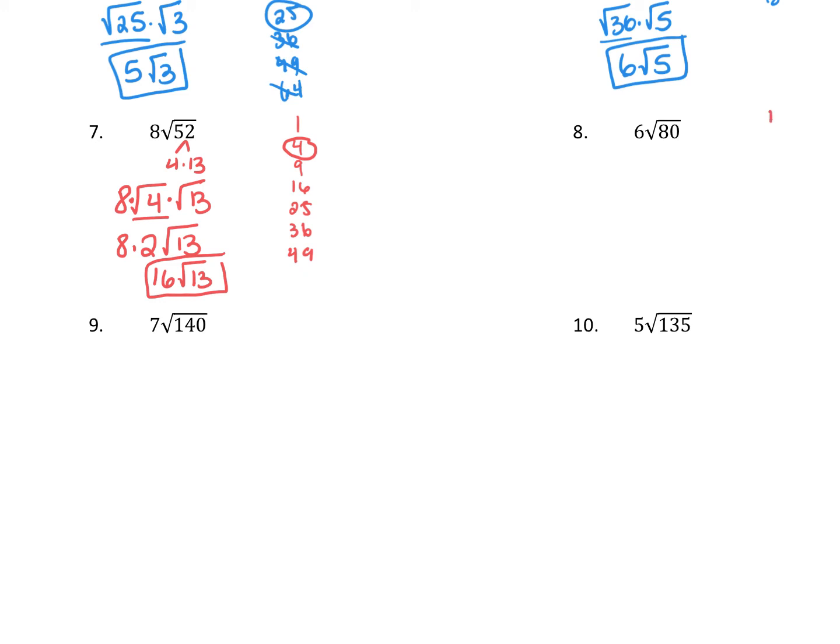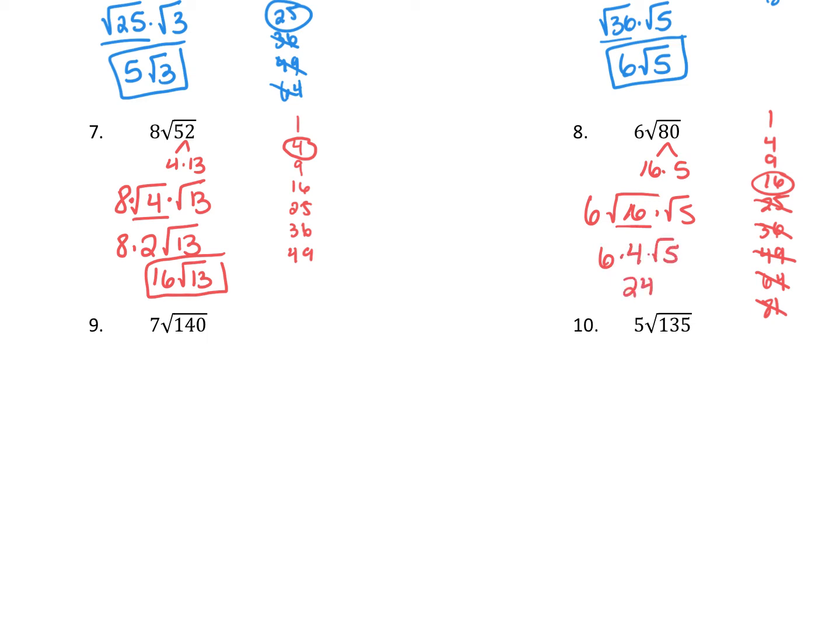Let's try the same thing for 80. 1, 4, 9, 16, 25, 36, 49, 64, 81. All right, so 81's too big. 64 doesn't go into 80. Neither does 49, neither does 36, neither does 25. But 16 does. So 16 times 5. So 6 times the square root of 16 times the square root of 5. Well, the square root of 16 becomes 4. So we end up with 24 square root 5.